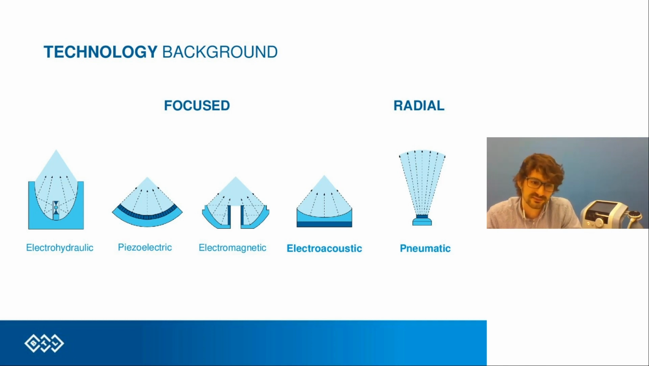The second type of focused shockwave is piezoelectric, which is very much the opposite of the electrohydraulic machines, because the shockwaves produced by these devices are much weaker, and also more narrow.